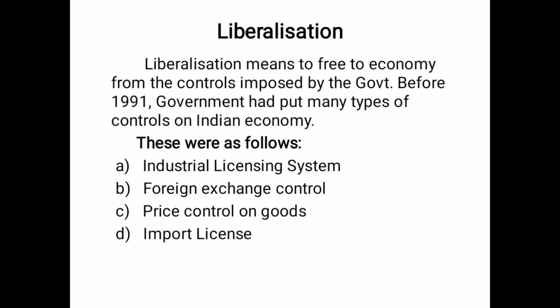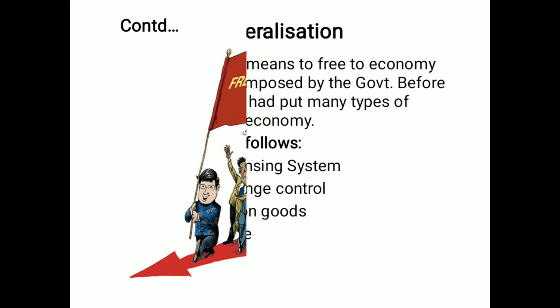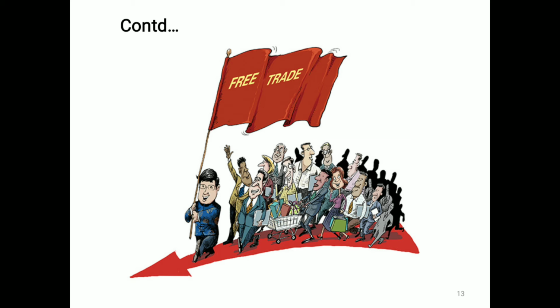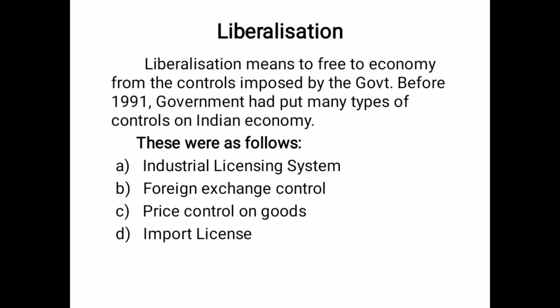The third part is liberalization. Liberalization means to free the economy from the controls imposed by the government. Before 1991, government had put many types of controls on Indian economy. These were as follows. The first control was industrial licensing system, second one foreign exchange control, third one price control on goods, fourth one import licenses. So under the liberalization, these controls have been removed.